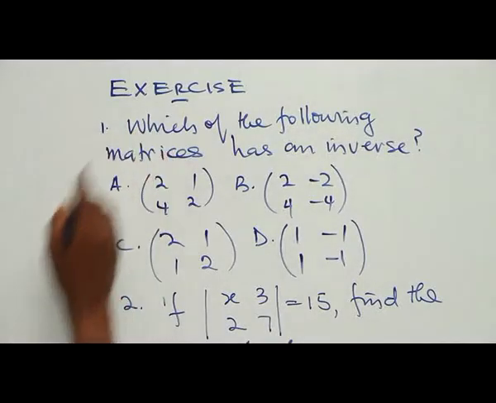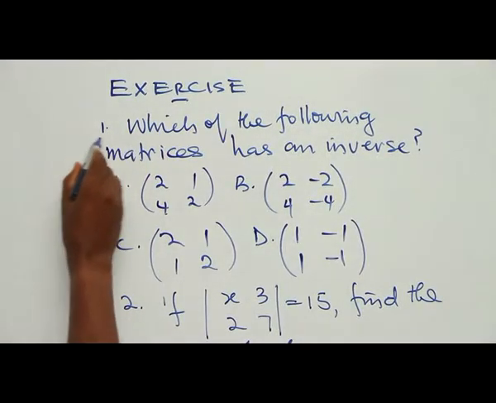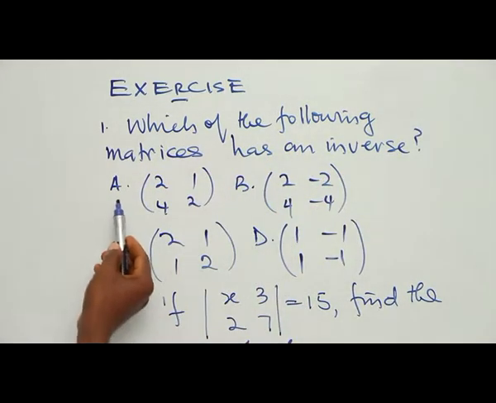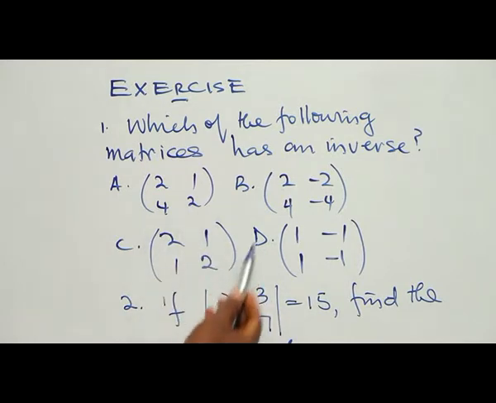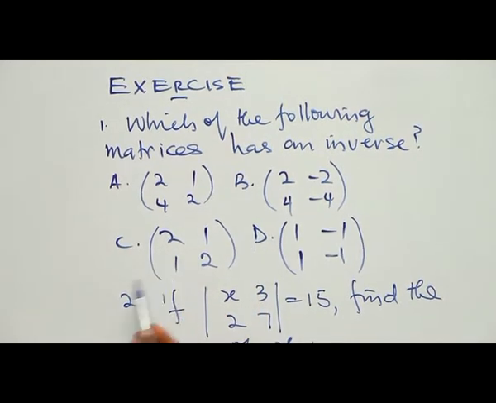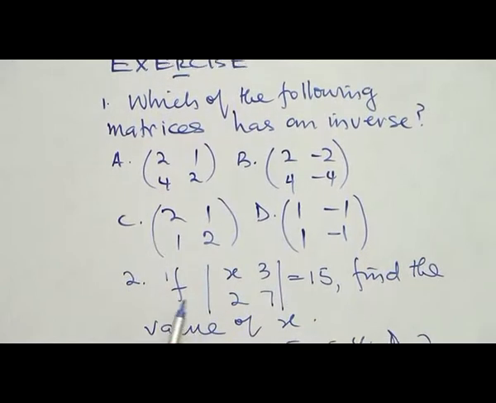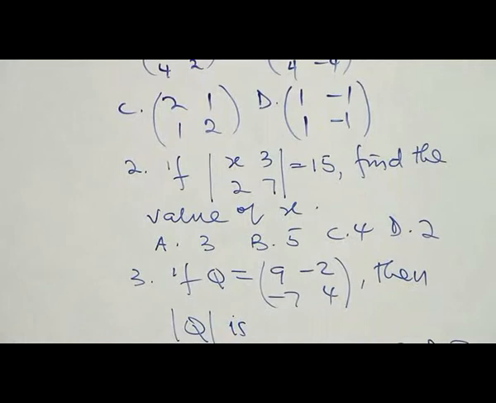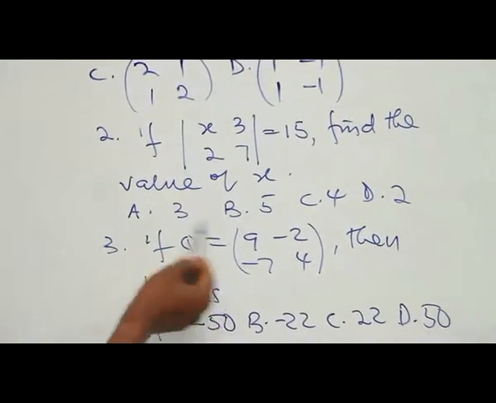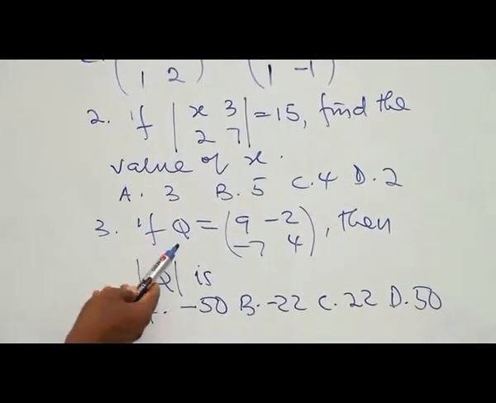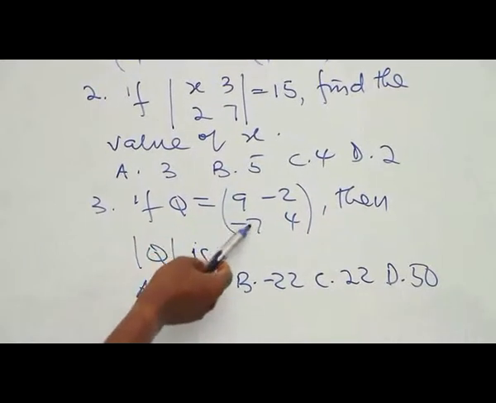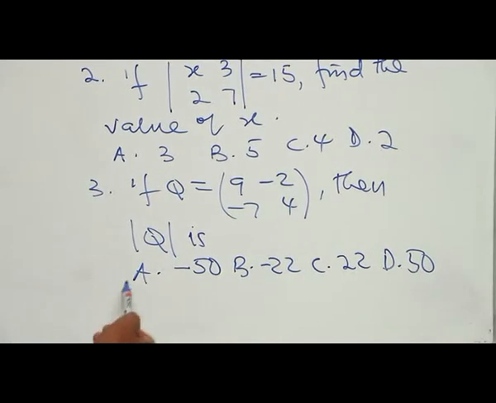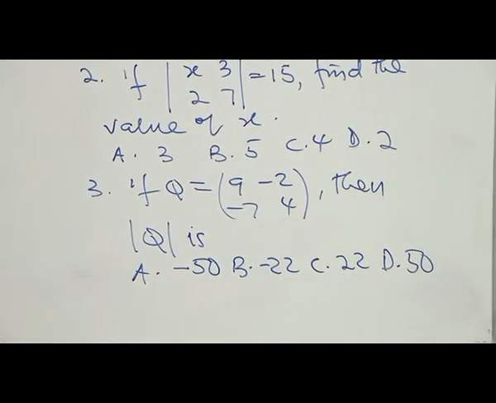Here are the exercises. Number 1, which of the following matrices has an inverse? A, B, C, and D. Which of them here has an inverse? Number 2, if the determinant of this is equal to 15, find the value of S. You have the options. Number 3, if Q is equal to this matrix, then the determinant of Q is one of these options.